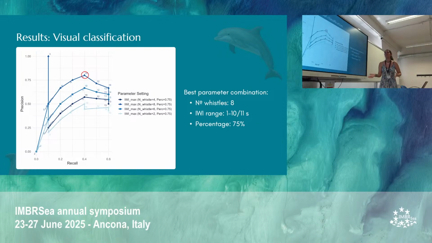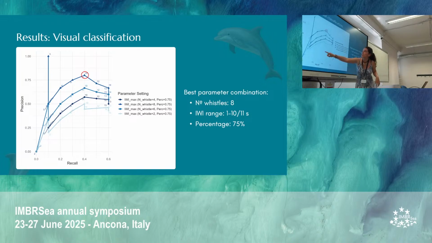Here is a demonstration of different PR curves. In this case, this is for the visual classification. What can we see here? We have precision on the y-axis and recall on the x-axis. And in this case, each curve would be a different minimum number of whistles that a category needs to have.